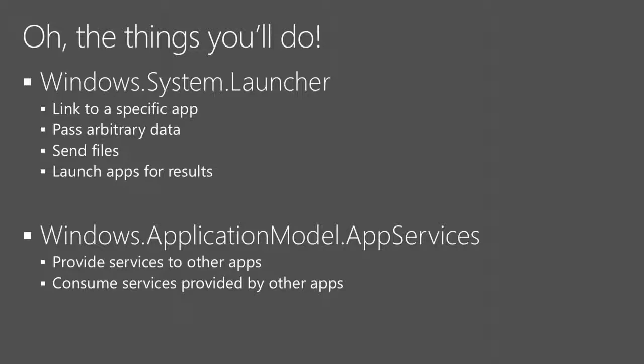So, recapping, the things that you'll do with this stuff. Now, with the system launcher, we can link to specific apps. We can pass arbitrary data, value sets. We can send files. And we can actually have a two-way conversation with an app that we've launched. We've introduced app services. These provide services to other apps. You have the ability to consume those services published by other apps in your apps. We've now really started to hit into our web of apps scenario. That's only going to continue to evolve.